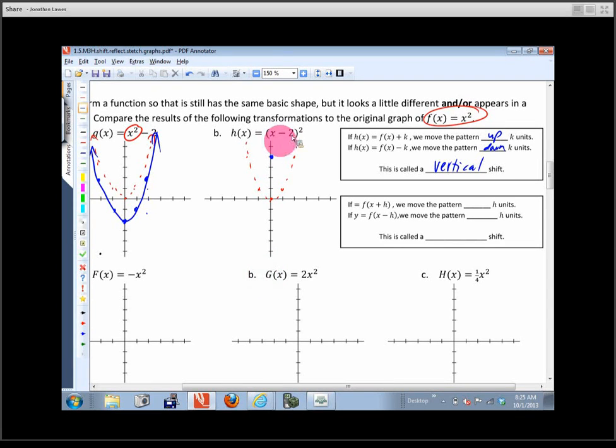Let's plug in a 1. If I plug in a 1, the very first thing I do with it is I subtract 2 from it. So that's negative 1. Then I square it. Squaring is what makes the shape. So that would be negative 1 squared, so I get 1. What happens when I plug in a 2?